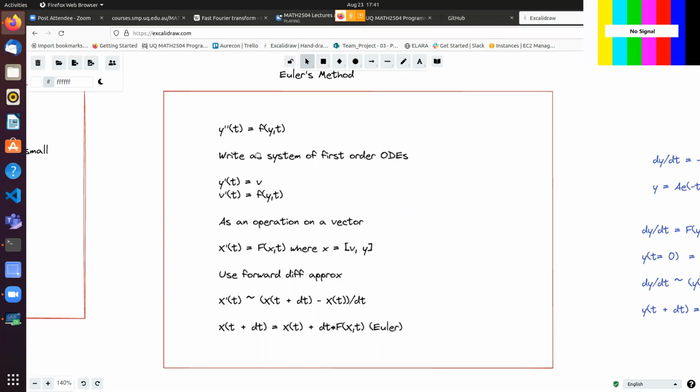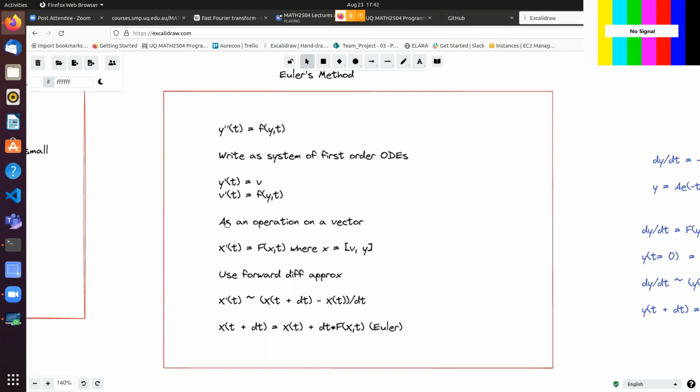So the first step you always do is write this as a system of first order ODEs. I remember getting really confused by this, and it's really obvious. You just say, the first derivative, I'm going to call it V. And then the derivative of V is just this function if you've got a second order one. That's all you do, and you've got a system. It's easy.